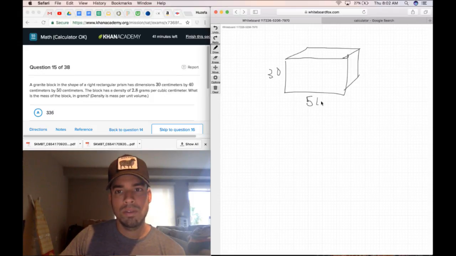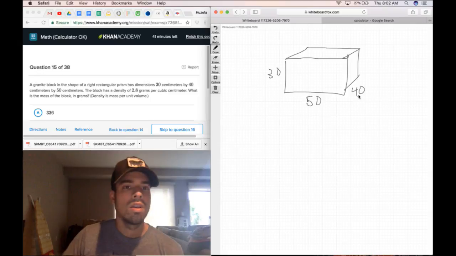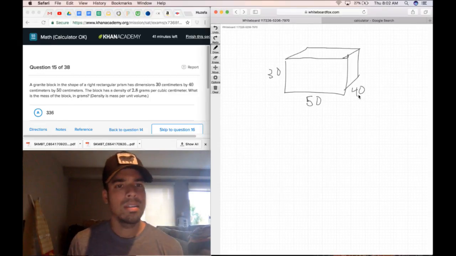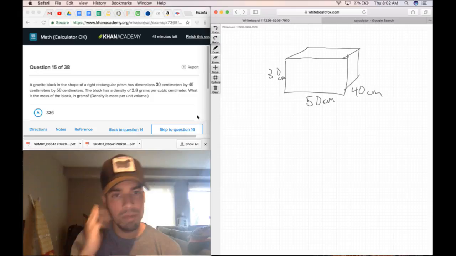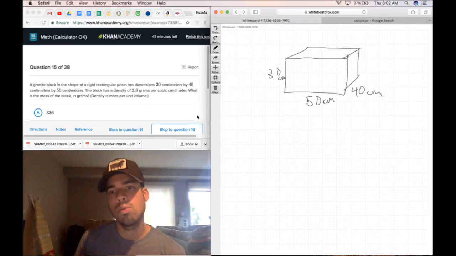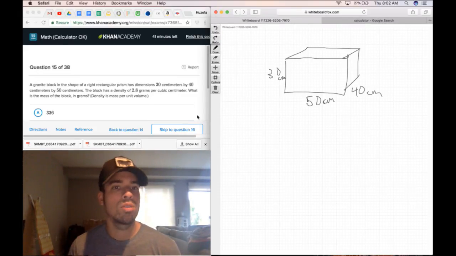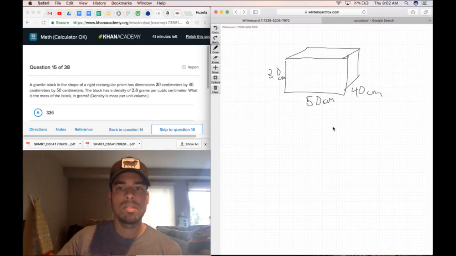34, let's say this one's 50, this one's 40, I don't know. Doesn't matter. The block has a density of 2.8 grams. Oh, and these are all centimeters. 2.8 grams per cubic centimeter. So what is the mass? All we've got to do is find the volume and then multiply it by 2.8. Find the amount of cubic centimeters.